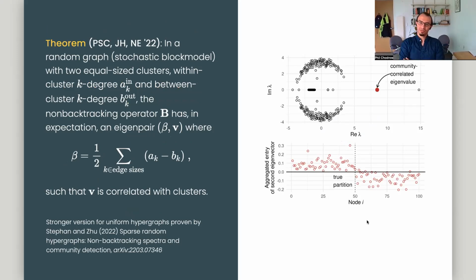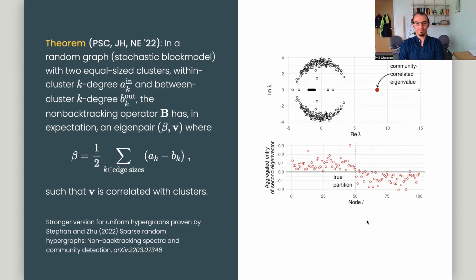If you consider a stochastic block model with 2 equal-sized clusters and you control the k degrees of the nodes, so we say that in this stochastic block model, every node is going to have in expectation a_k, no ins and outs, just a_k and b_k for notation. Every node is going to have a_k edges of size k within cluster, and b_k edges of size k between clusters.